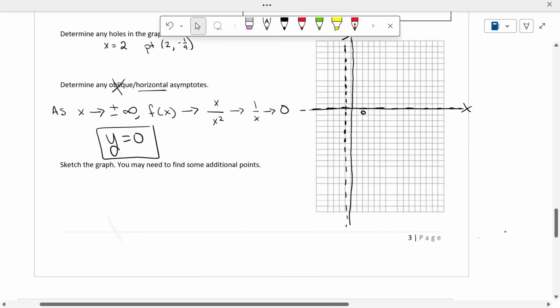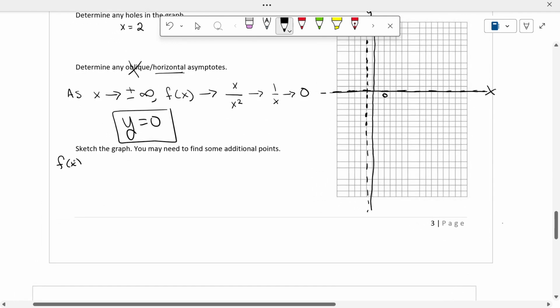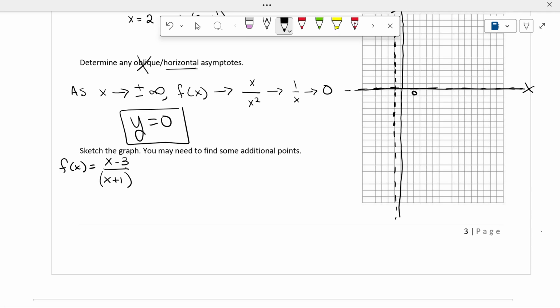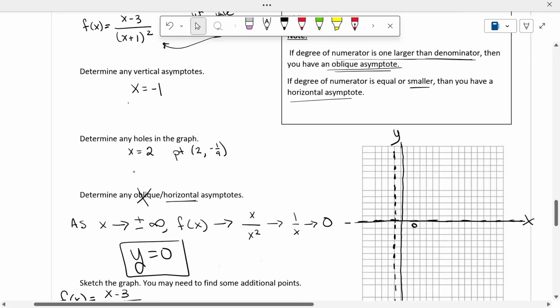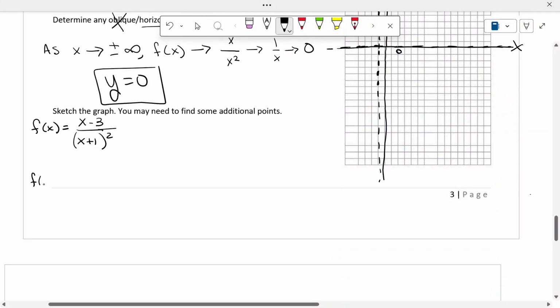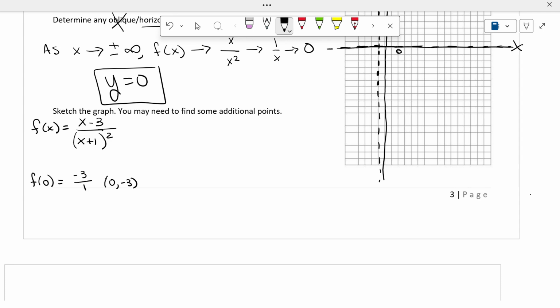So remember, our simplified function is x minus 3 over x plus 1. I think that was squared. I'm going to look at this one more time. Yes. All right. So let's suppose I was looking for the y-intercept. Well, we would plug in a 0, and we would get -3 over 1. Okay, so I know 0, -3 is on the graph. Right there. Okay. So this is the y-intercept.